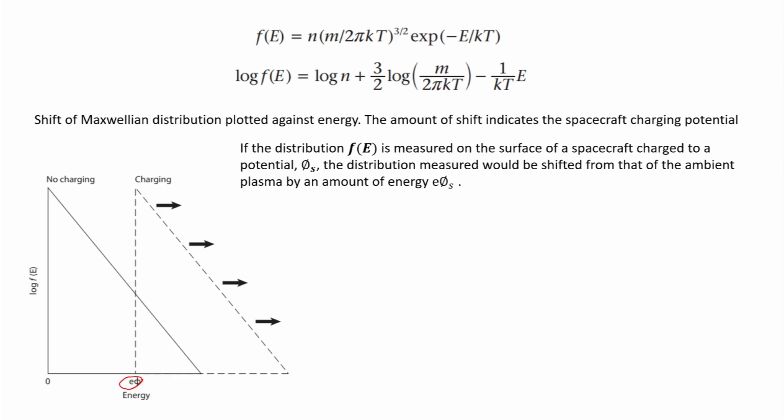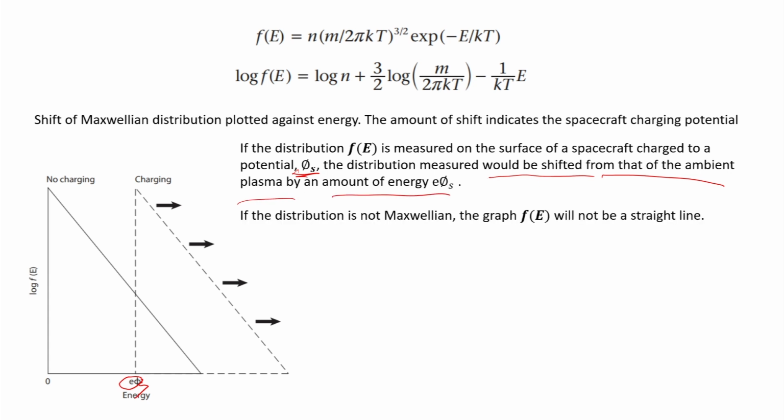So, if the distribution function is measured on the surface of the spacecraft charged to a potential phi s, I should write here phi s, then the distribution measurement would be shifted from the ambient plasma by an amount E phi s, whatever is shown in this curve. Now, we will show that even if it is not a Maxwellian distribution, still this shifting will be valid.